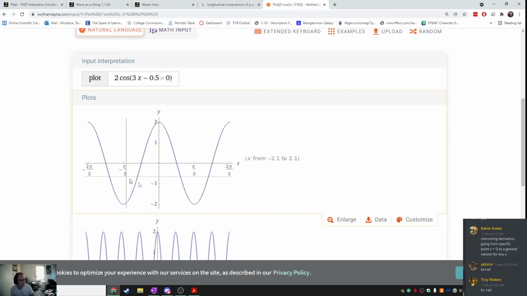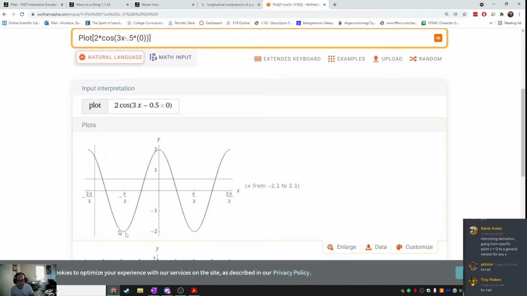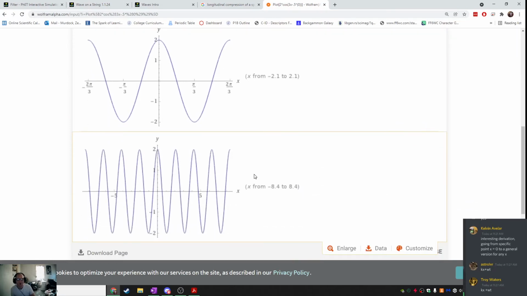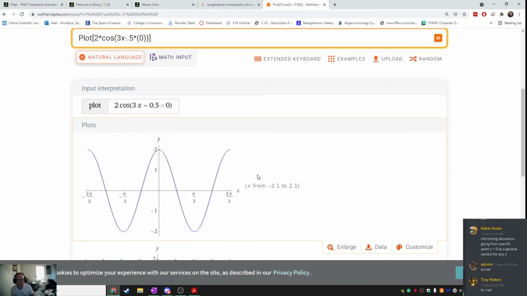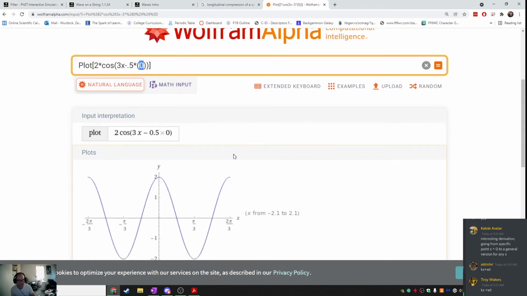Okay, so not surprisingly, when I plot 2 cosine of 3x minus 0, you get a cosine function, right? Normal cosine function. At y equal to 0, it's at maximum, and so on and so forth. So how can I visualize a traveling wave? Well, I'm going to have to look at what the wave looks like a few seconds later, right? So let's say that I look at what the wave looks like at t equal to 1 second. What is going to happen when I put in 1 second here? Is the wave going to move? Is this peak here going to go to the right, or is it going to go to the left? What do you think?